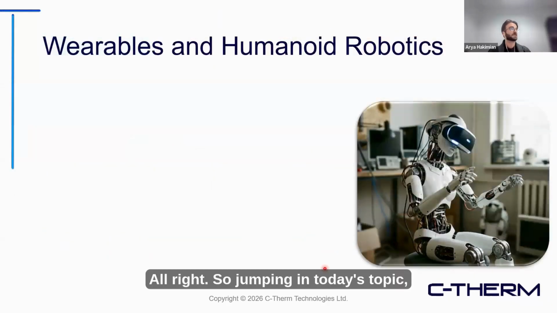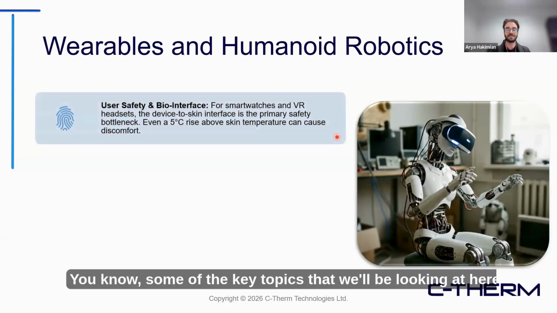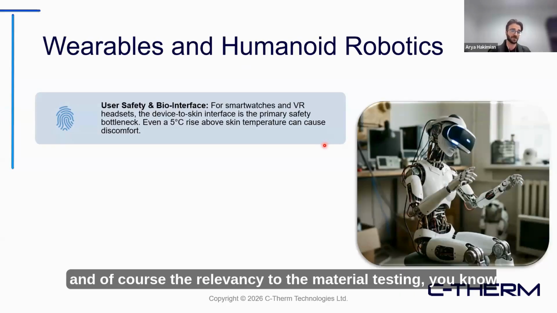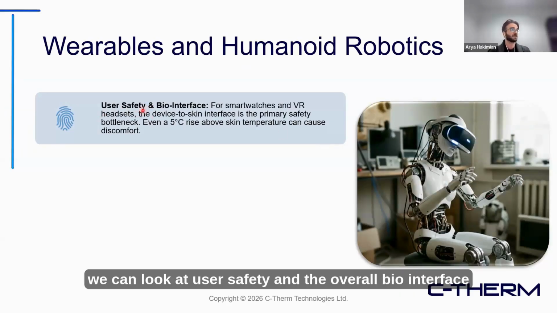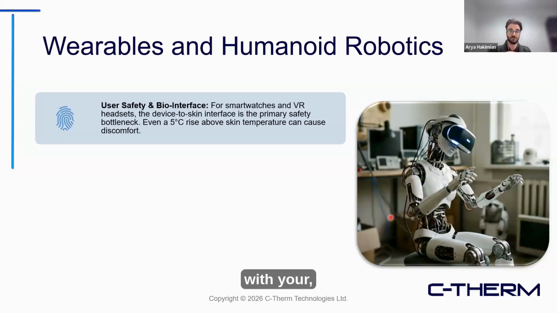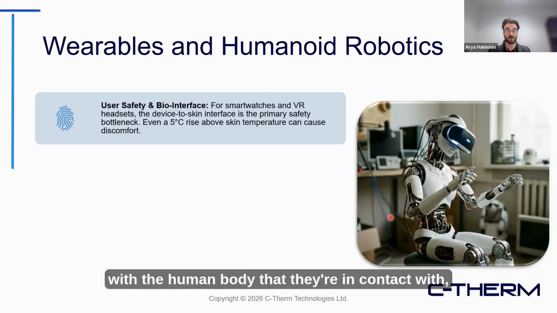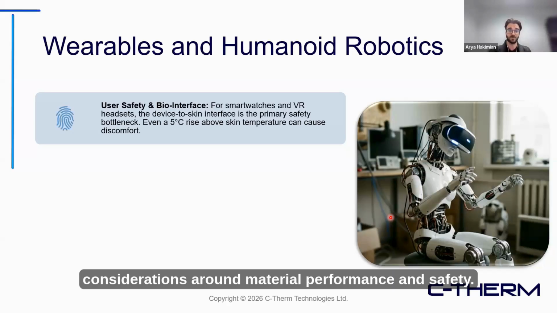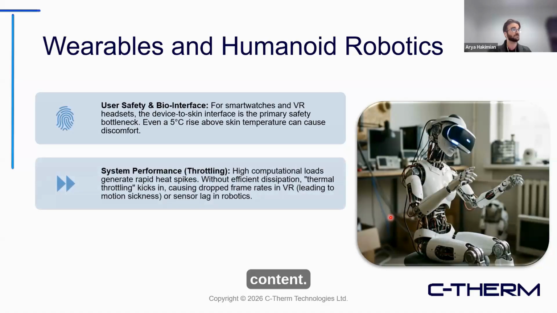All right, jumping into today's topic, wearables and humanoid robotics. Some of the key topics we'll be looking at, and their relevancy to material testing, include user safety and the overall bio interface that occurs in wearables, whether that's a VR headset or a smartwatch, and how those materials interact with the human body they're in contact with. That can introduce different considerations around material performance and safety, certainly something we'll be looking at throughout today's content.